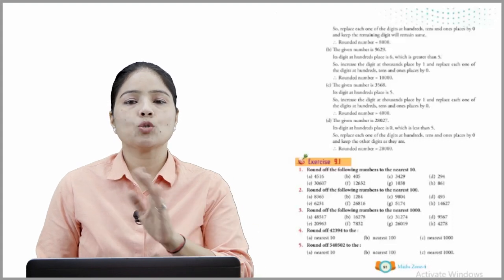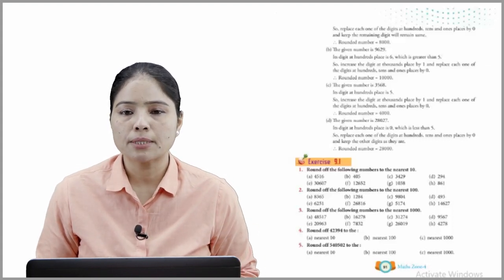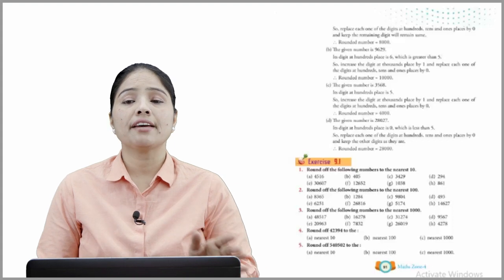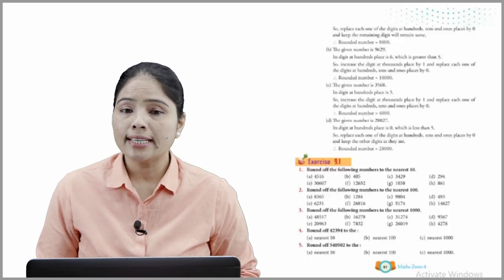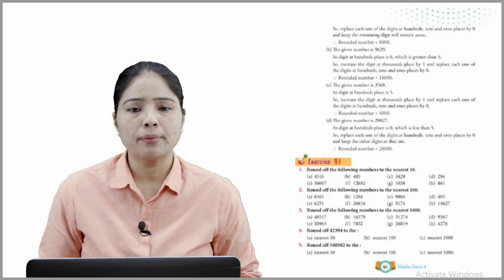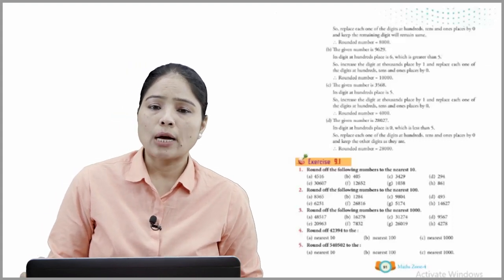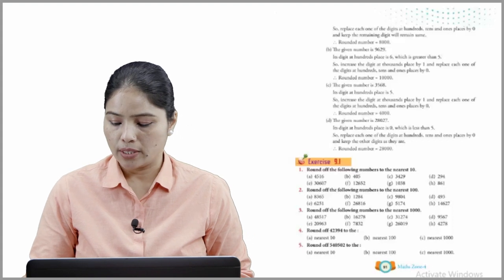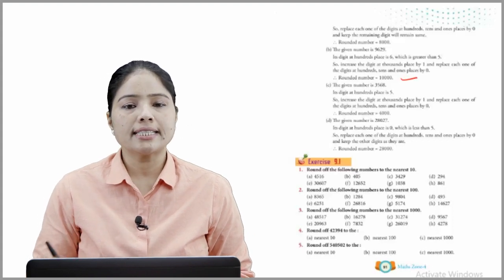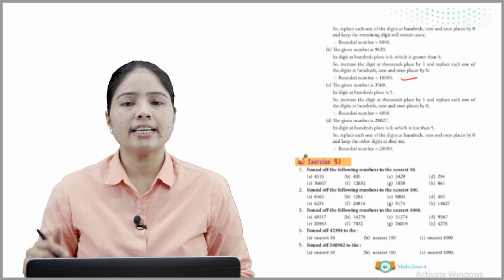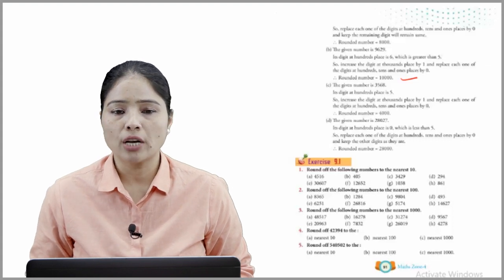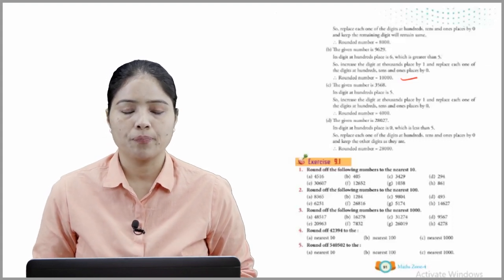Similarly, for 9629, you see the digit at its 100 place is 6, which is greater than 5. So, increase the digit at the thousands place by 1 and replace each of the digits at hundreds, tens and ones by 0. So, the rounded number is 10,000. Similarly, C part, D part, just read and practice well, beta. Okay. So, now move on to Exercise 9.1.